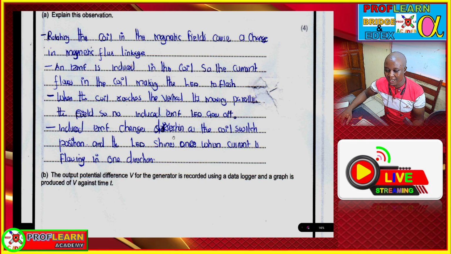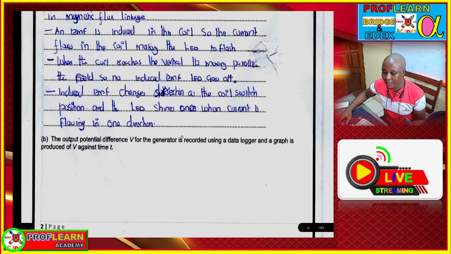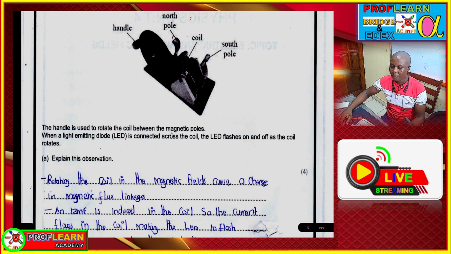Induced EMF changes direction when the coil switches position, and the LED will only shine when current is flowing in one direction, because we are talking of what? A diode. We were told something to do with a diode.